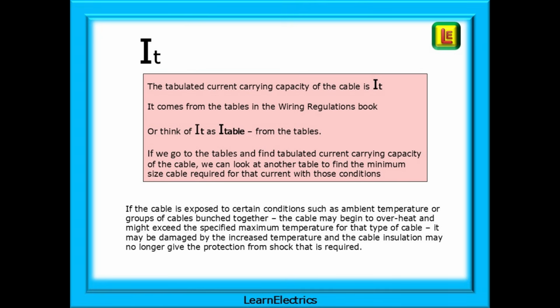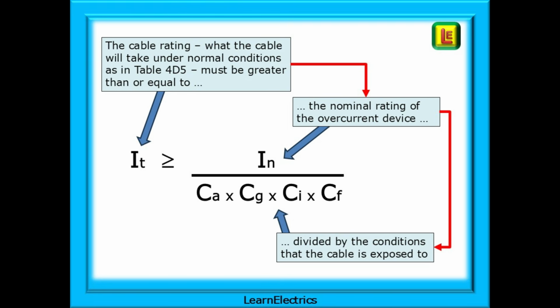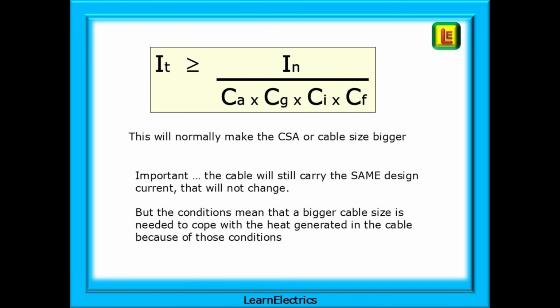And increasing temperatures can also affect the Zs of a circuit in a bad way. This is how the equation works. The cable rating, what the cable will take under normal conditions, as in Table 4D5, must be greater than or equal to the nominal rating of the overcurrent device, divided by the conditions that the cable is exposed to. This is the standard equation, trimmed down for cables installed above ground.